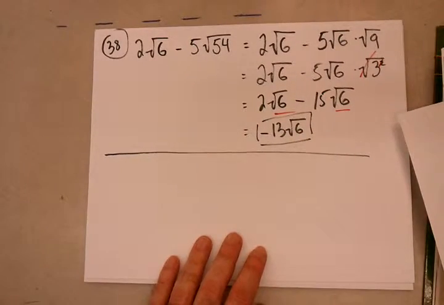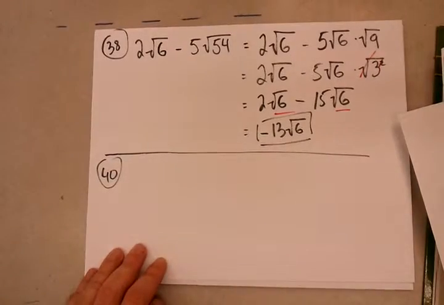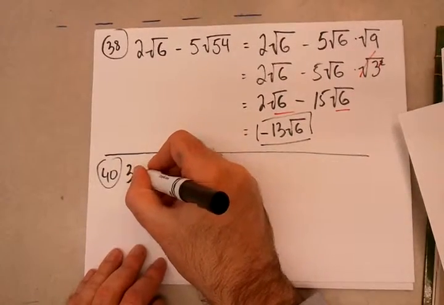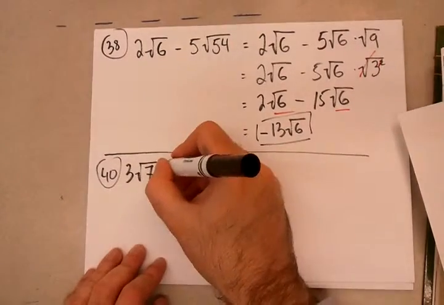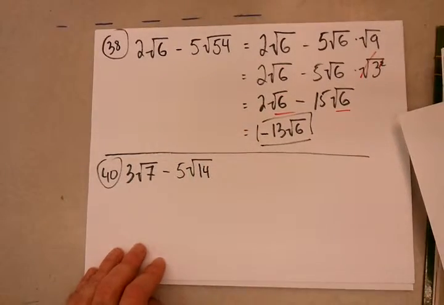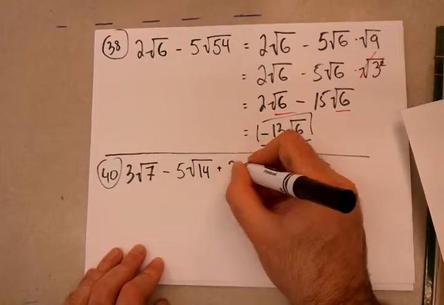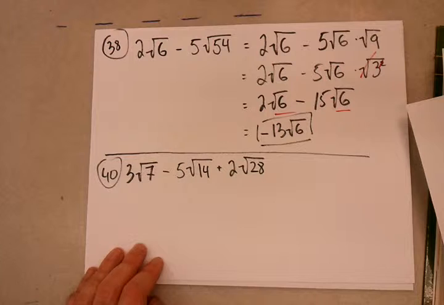Next up, I want to tackle number 40. So number 40, you have 3 root 7 minus 5 root 14 plus 2 root 28. So look at it right now. None of these have a common root, so to speak. None of them are like terms right now.